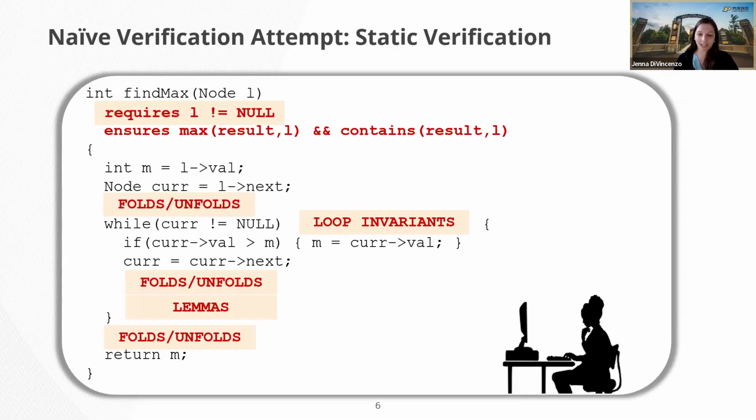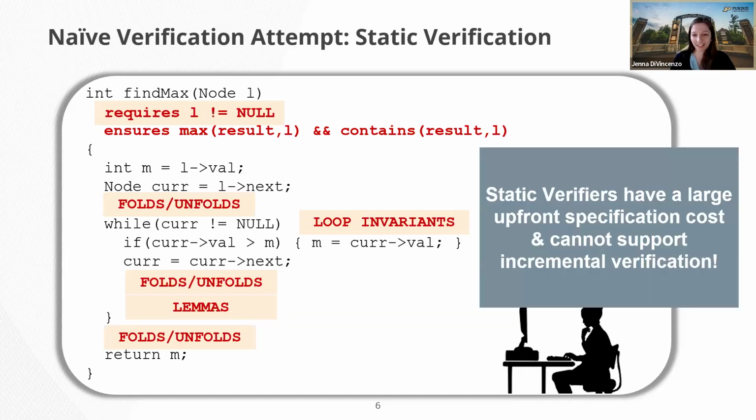And this can take the form of many, many specifications: preconditions, loop invariants, fold and unfolds, lemmas. I didn't even write them out in full here, but as you can see, they're going to be a lot more complicated than her simple findmax function. And if she just wants to learn how to write these specifications, she's not going to get very good feedback along that process without providing a lot more specifications, and that's not very user-friendly. These static verifiers have a large upfront specification cost and cannot support incremental verification of code.